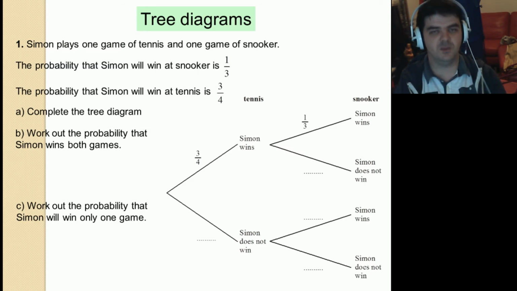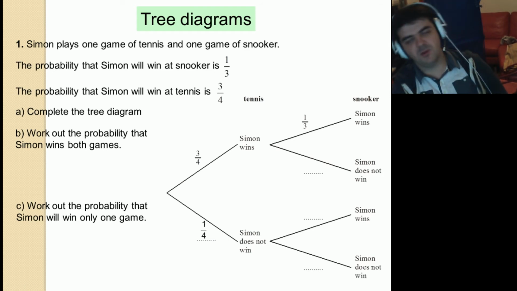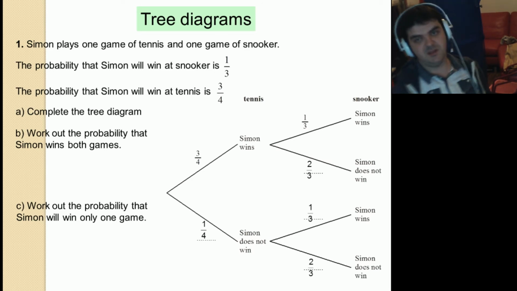So we know total probabilities need to add up to 1. So when we complete this tree diagram, we know that if the probability Simon wins is 3/4 at the game of tennis, the probability he doesn't win is whatever 3/4 adds up to 1 to give you. So 3/4 plus what gives me 1? Well, it's 1/4. Similarly, in the snooker, the probability he wins is a third, the probability he doesn't win is then 2/3, and similarly down below.